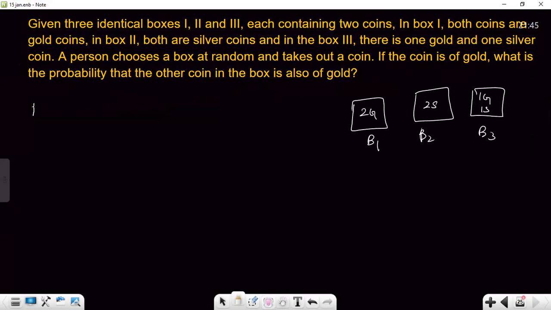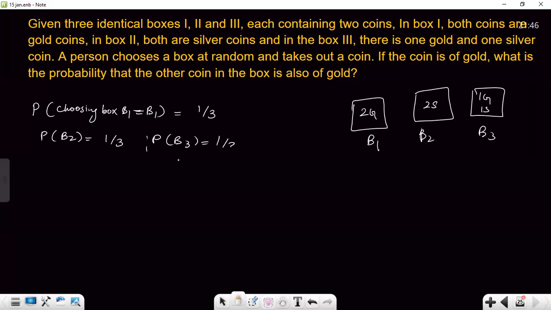Now, the event of choosing box B1, we are calling it event B1 only. So its probability is 1 by 3. Probability of choosing box B2 is 1 by 3 also, because there are three total outcomes, and the favorable outcomes for choosing B2 is 1 only. Similarly, choosing the third box is also 1 by 3.